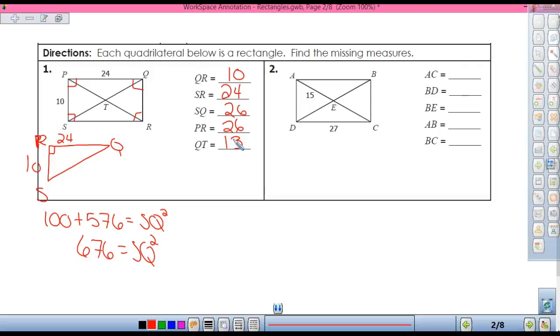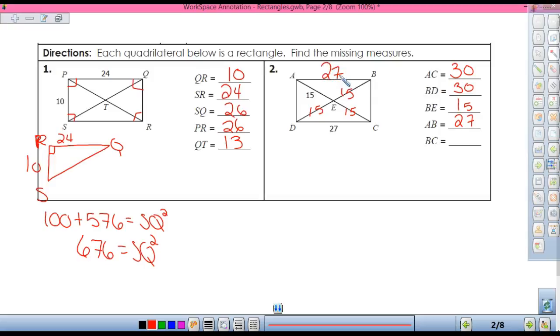So what's AC? 30. Why? Diagonals bisect each other. So that's 15. That's 15. What's BD? 30. Why? Because diagonals are congruent. What would BE be? 15, because diagonals bisect each other. AB, 27, why? Opposite sides are congruent.